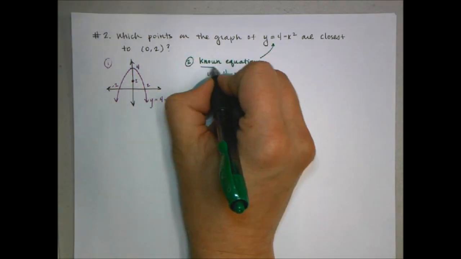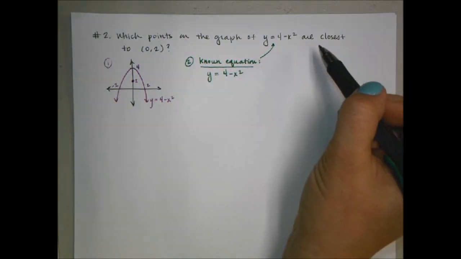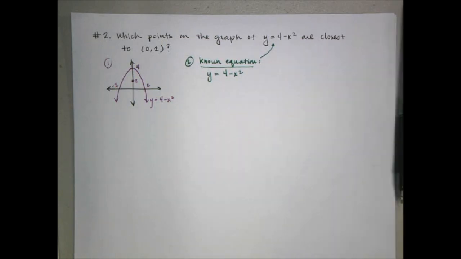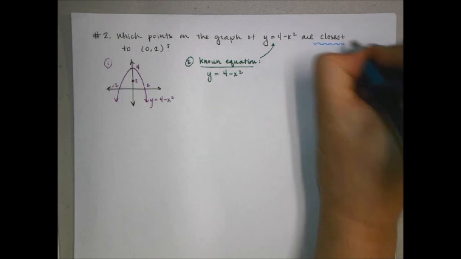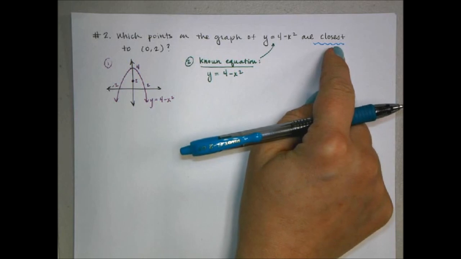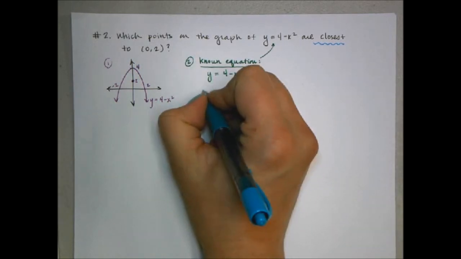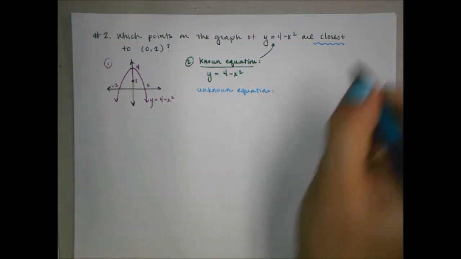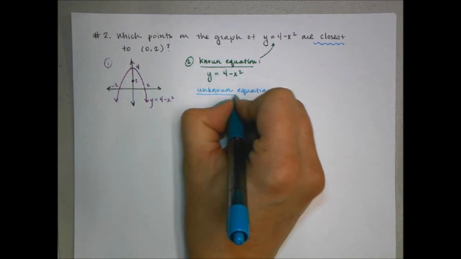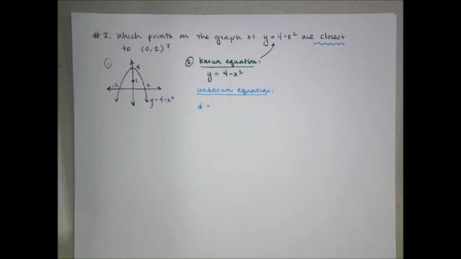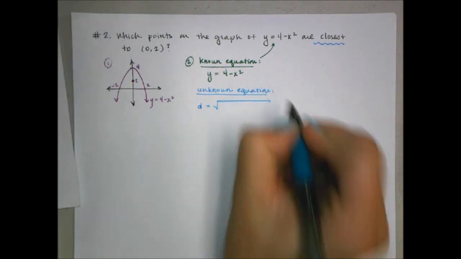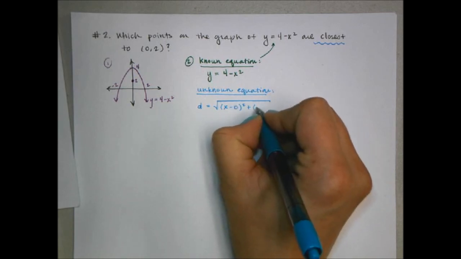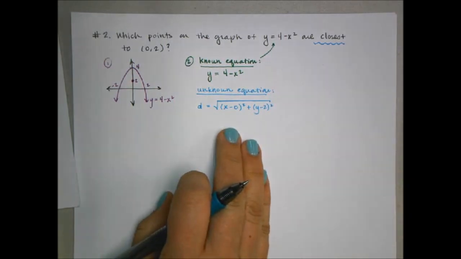Okay, and then we also need our unknown equation. Well, that's going to be what we're trying to do here. We want to make points as close as we can to the point (0, 2). So in this kind of problem, when you're looking for proximity, what we're trying to do here is minimize the distance between two sets of points. So our unknown, or the one we're trying to minimize here, is our distance. Our distance formula. So it's the distance between an unknown point, (x, y), and a known point, (0, 2).